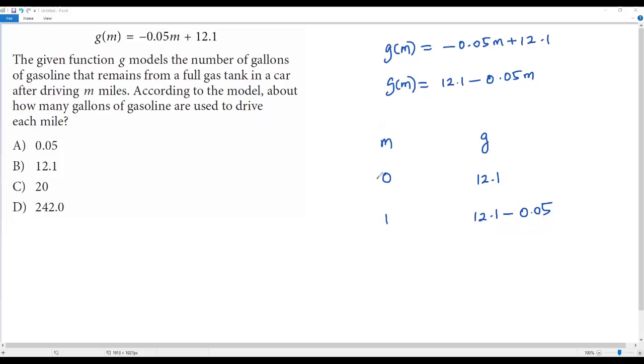When the number of miles m increases from 0 to 1, that is by 1 unit, what's happening to the number of gallons of gasoline in the tank? It decreases by 0.05. So the number of gallons of gasoline used to drive 1 mile is 0.05. So the correct answer choice for this question is option A.